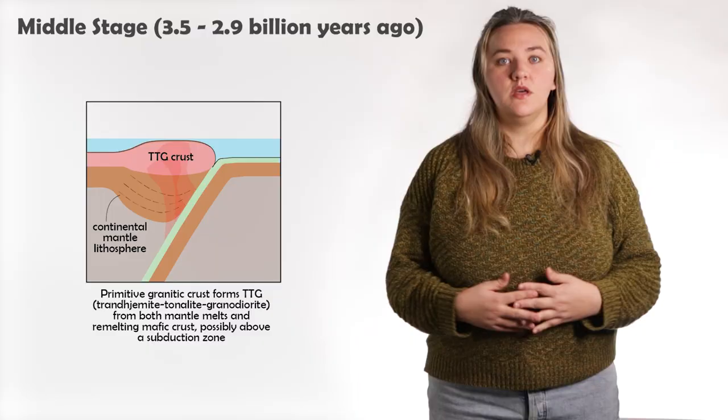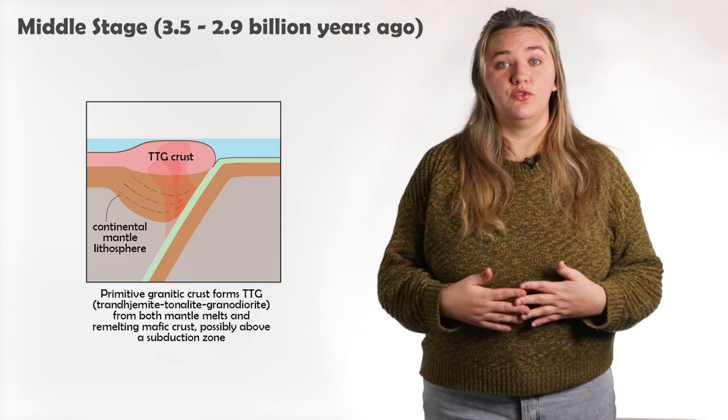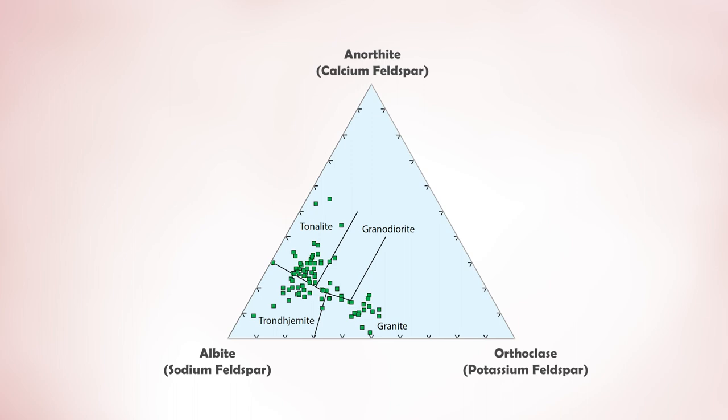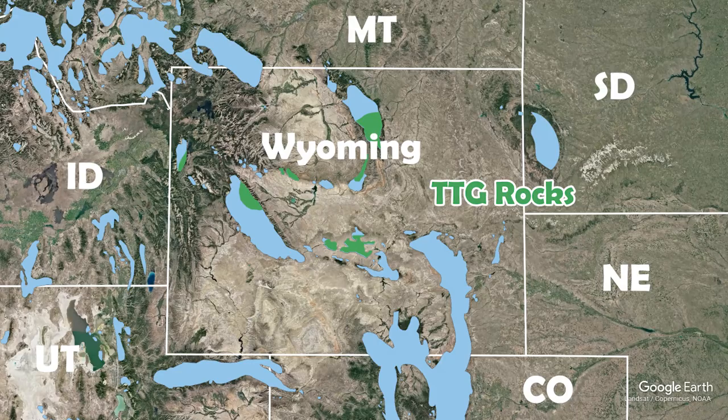The middle stage in the Archean evolution of the Wyoming craton is when voluminous granitic igneous rocks formed by partial melting of an older mafic crust. As this diagram shows, there are many kinds of granitic rocks, and those of this episode are comprised of tonalites, trondhjemites, and granodiorites, known as TTG for short. These rocks formed episodically over 600 million years to produce the continental nucleus of the Wyoming craton.